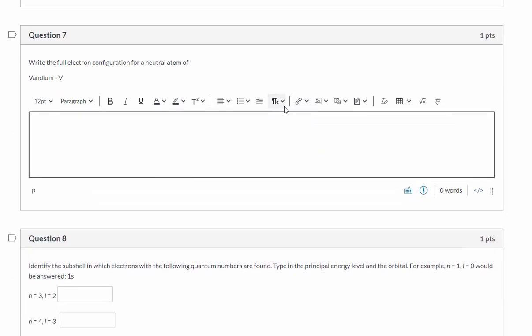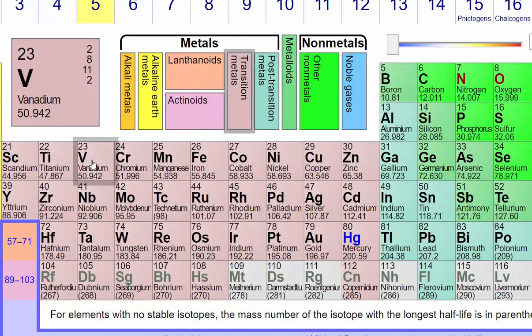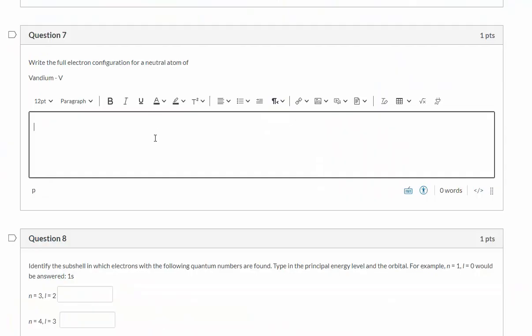Write the full electron configuration for a neutral atom of vanadium. Vanadium is right here on the periodic table. That is row 4, so I know through row 3 that we are full. So I'm just going to start typing 1s2, 2s2, 2p6, 3s2, 3p6, 4s2, and then I'm in the transition metals.